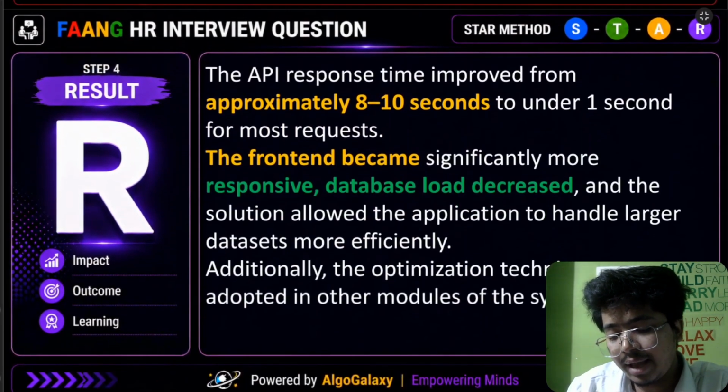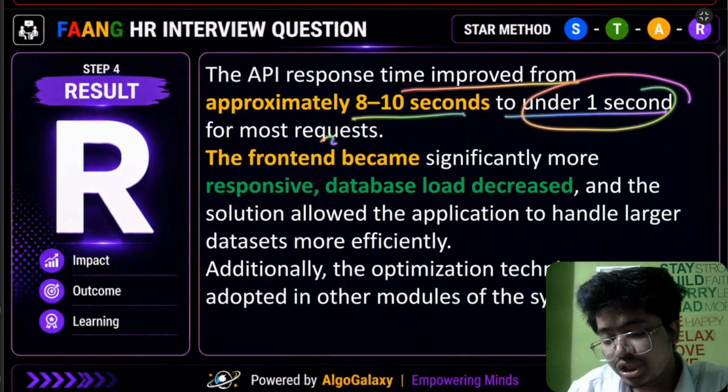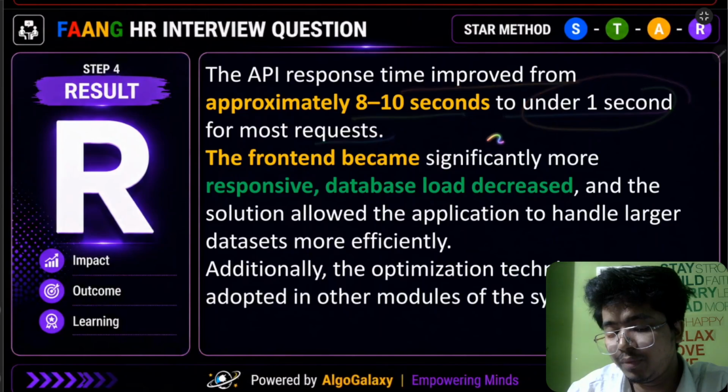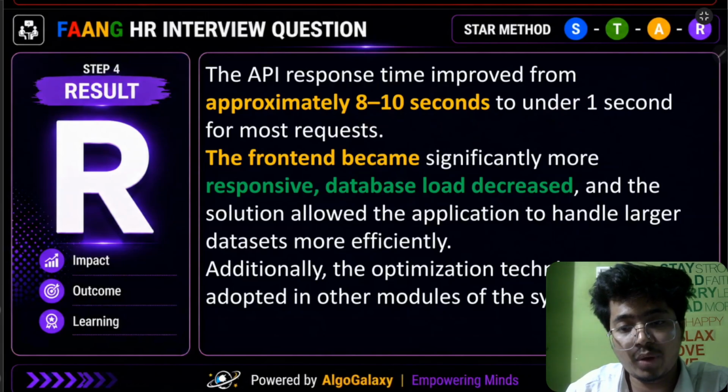Result: the API response time improved from approximately 8 to 10 seconds to under 1 second for most requests. Now we tell the improvement: previously it was 8 to 10 seconds, now it became 1 second. That means speed overall increased.